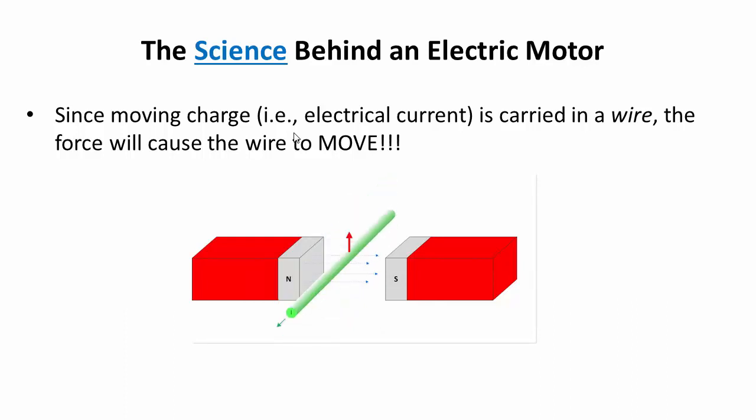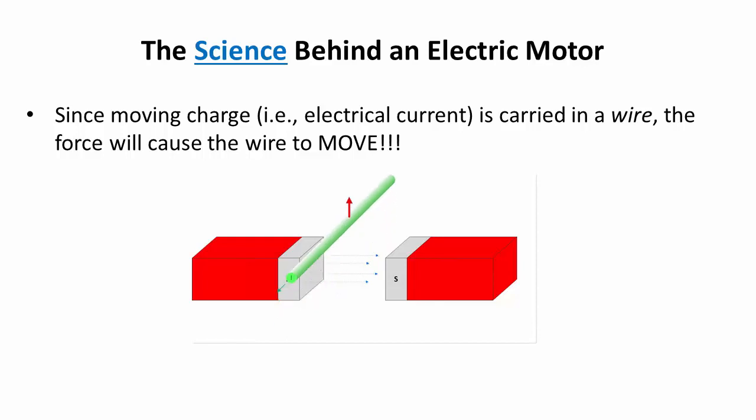Even if you had a particle flying through air, it would also have a force exerted on it, and it would move. But in a practical sense, we always carry current in a wire. So if you put a wire in this magnetic field and ran current through it, it would move. It would actually move in this direction.